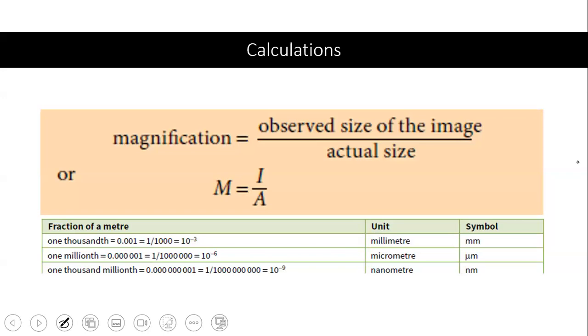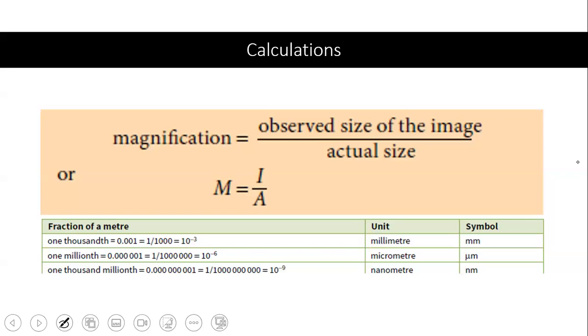But there's a teeny tiny problem. The teeny tiny problem is that the eyepiece graticule cannot be 100% trusted. Why? Because the eyepiece graticule changes with magnification.